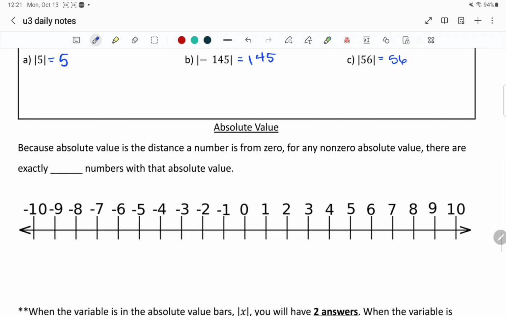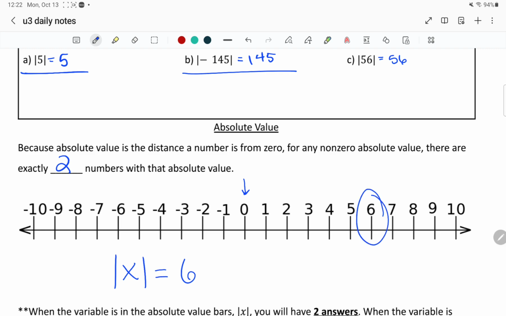So because the absolute value is the distance from 0, there are always 2 numbers with that absolute value. So this is my starting point, right? For example, here's what I'm trying to get to. You're going to start seeing questions where you're finding the absolute value of x, not the absolute value of 5 or negative 145. The absolute value of something that you don't know. And all you know is that it spits out 6. Well, I would immediately go, 6 is 6 steps from 0.